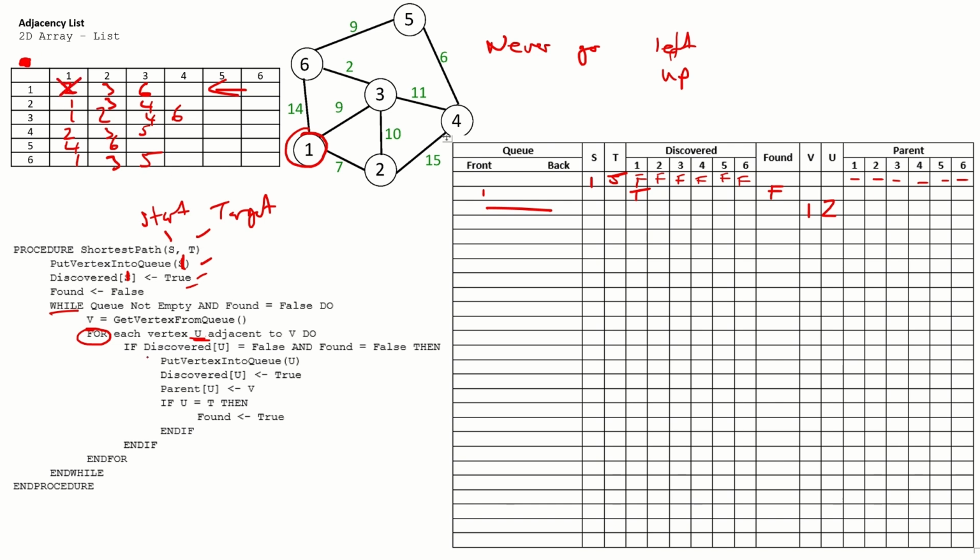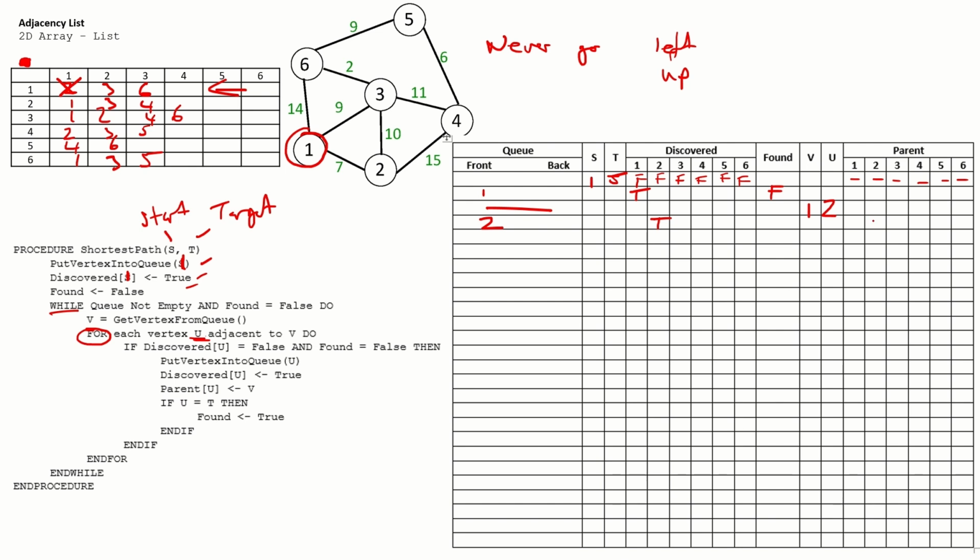It says if discovered U, so if discovered 2, remember U is 2. So if discovered 2 is false, and it is, and found is false, and it is, then put vertex into queue U. Put U, which is 2, into the queue. Queue is empty, so it's going to go at the front of the queue. So that's that done. Discovered U is true, so discovered 2, set that to true. There we go. Parent of U is V, so put the value of V, which is 1, into parent U. U is 2, so parent 2.